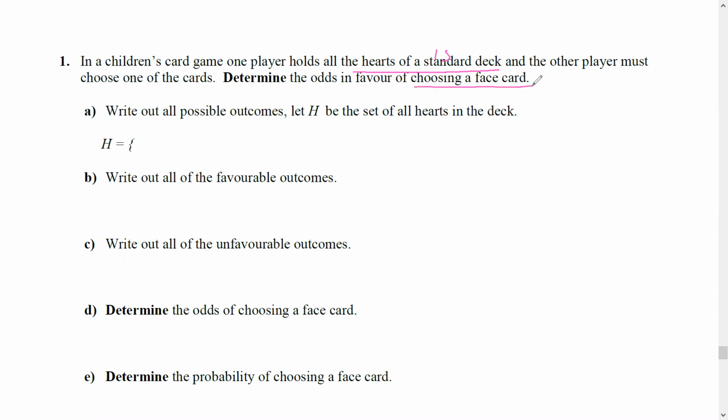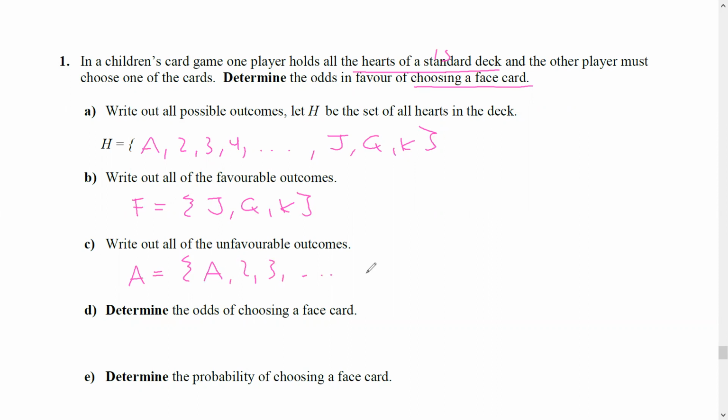So it says write out all the outcomes. I could certainly write out all the outcomes. So I've got the ace, the 2, the 3, the 4, dot, dot, dot, jack, queen, king. Write out all the favorable outcomes. Okie dokie. Well, it says I want a face card. So my favorable outcomes, I'll call them F, is jack, queen, king. All my not favorable, I'm going to call against, because it's what I don't want. Well, it's everything else, right? Now, do I really need to write those out? No. But does it hurt me? No. It's never a bad thing to do.